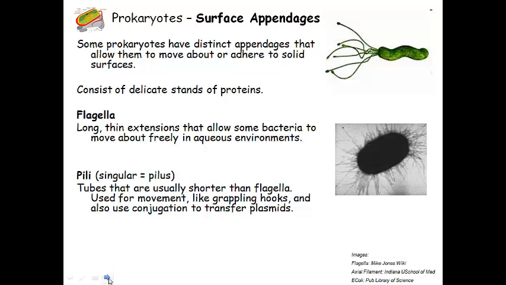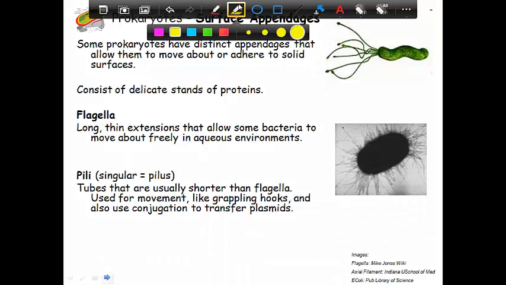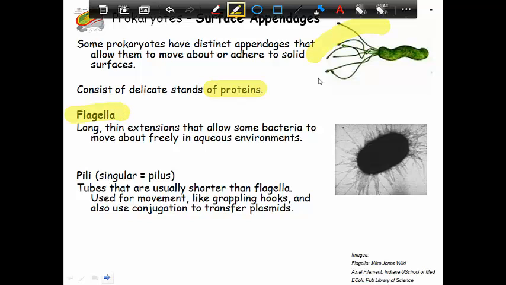All right, prokaryotes do have some things that stick out of their cell walls as well, these surface appendages, that allow them to do lots of different things. For the most part, they are made of proteins. The first one is the flagella, which the picture of is right up here. The flagella allow for movement. Not all bacteria have them, but especially those that live in water, aquatic environments, flagella help them to swim around.